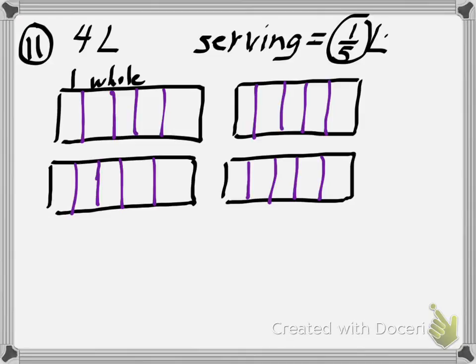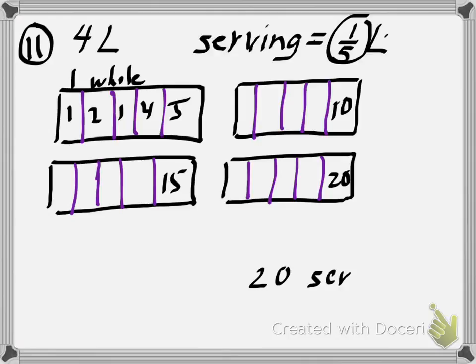And then we simply need to go through and count how many servings we have. 1/5 is 1 serving, 2, 3, 4, 5. So each of these will be 5. So we get 5, 10, 15, 20. So she would get 20 servings.